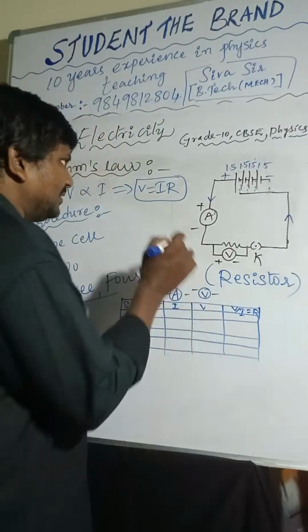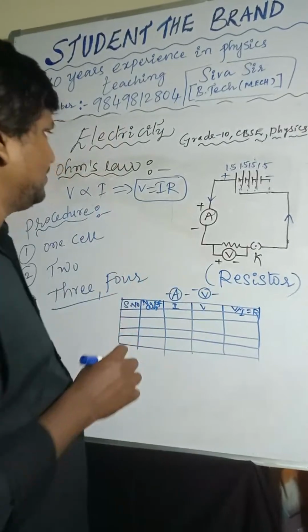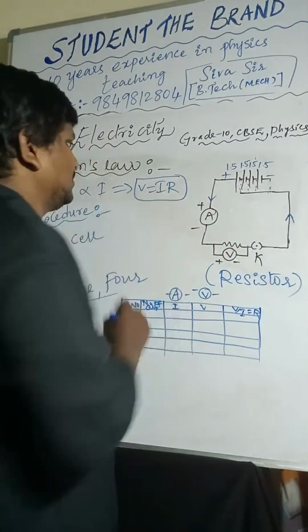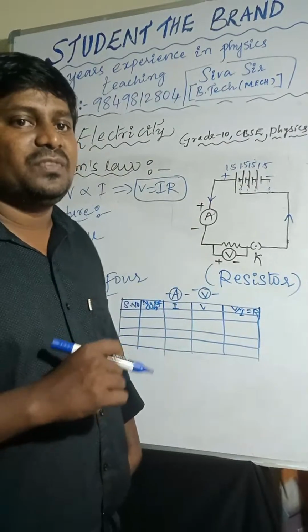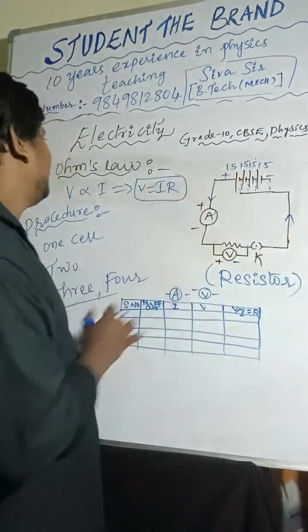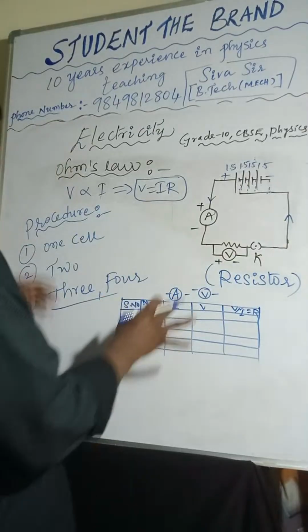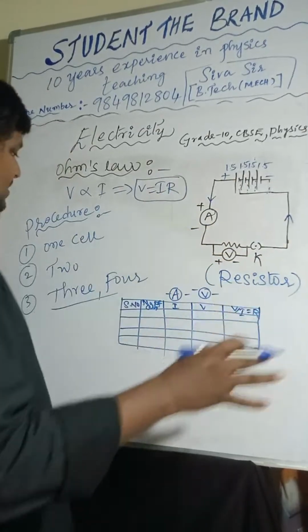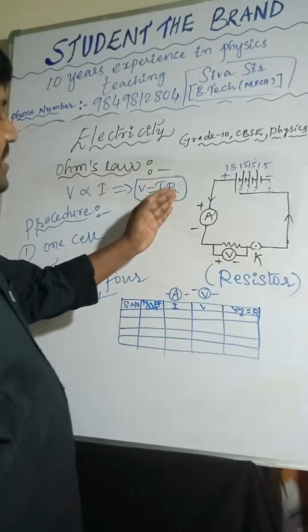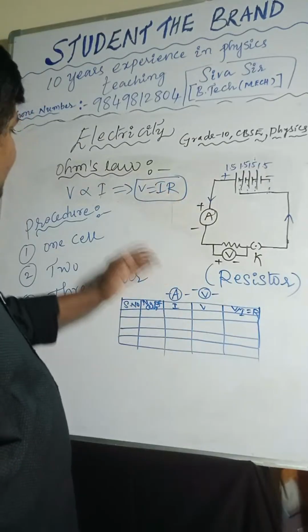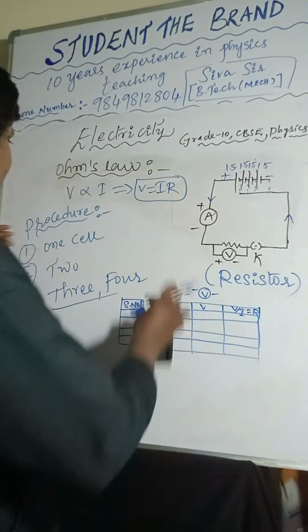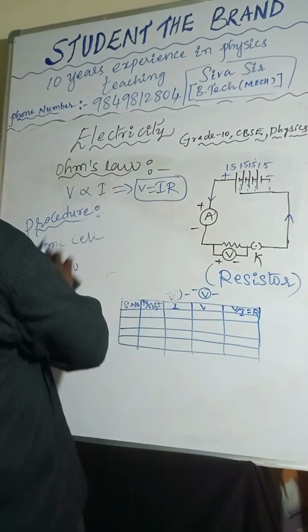Ohm's law gives the definition of resistance. Okay, so this is the procedure. This is the circuit diagram, this is the tabular form, this is the process, and this is Ohm's law.